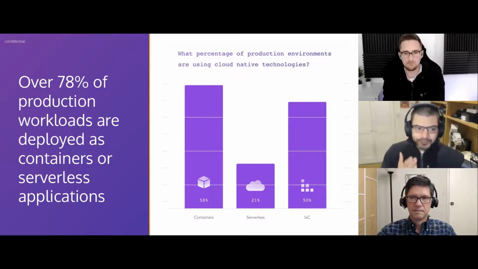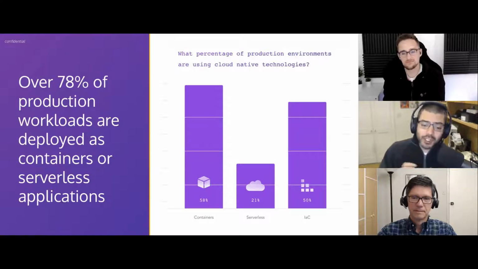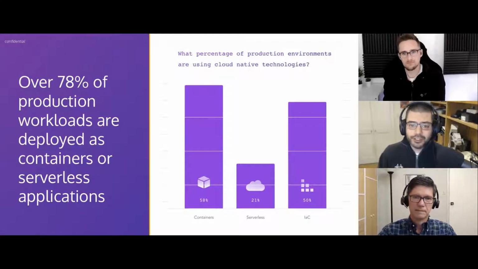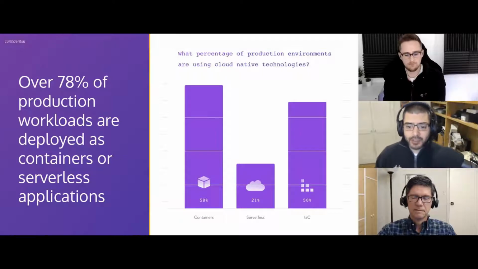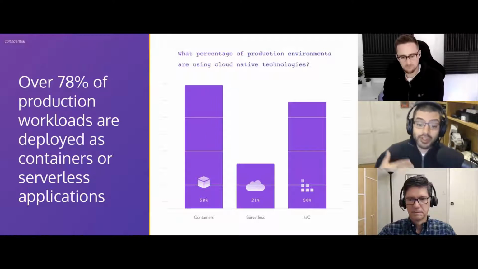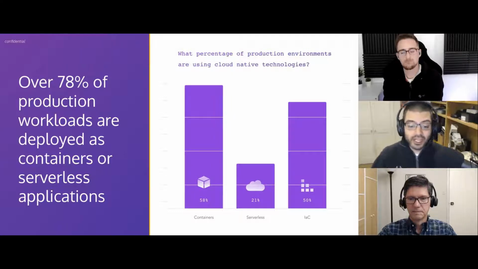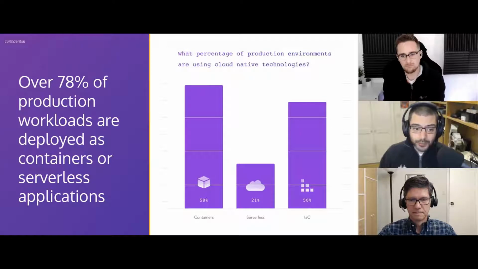So we can see here that we asked one of the questions, because rather than just say, do you use containers, do you use serverless, and we don't really get much of an understanding of how deep people are using it, we asked what percentage of your production environments are using cloud native technology. So here you can see almost 60% of people using containers, and 21% of people using serverless, and around 50% of production applications being deployed using IaC technologies as well. So yeah, we can see good adoption here, mature adoption.